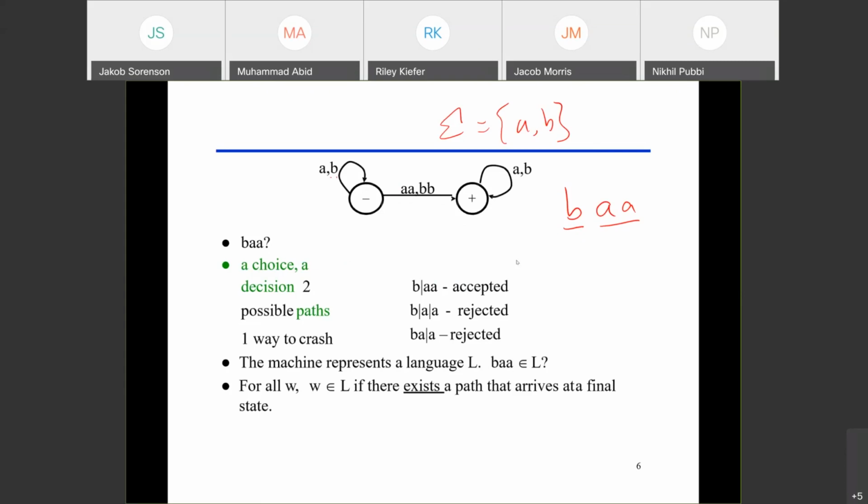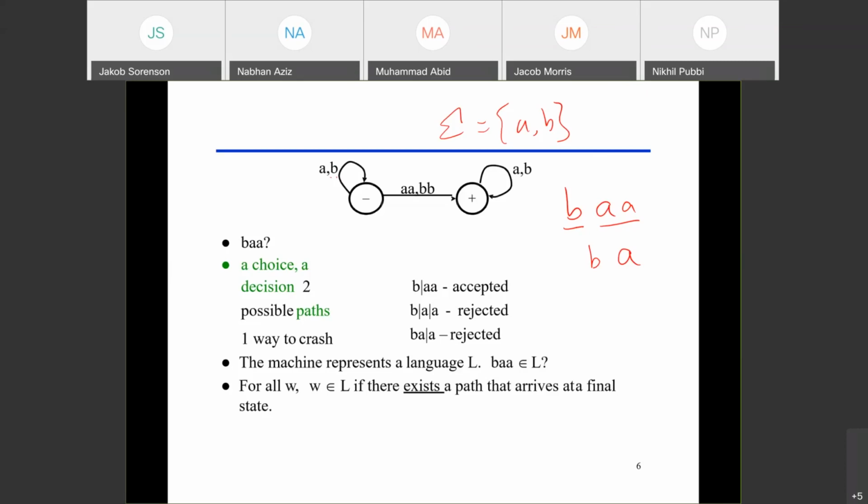Are we talking about BAA? Yes, if I pass this input, first B and then AA, it should be accepted. If I pass a word B and then, let's say, B and A, it would just stay in the initial state.